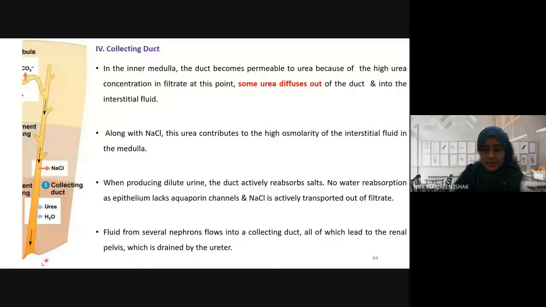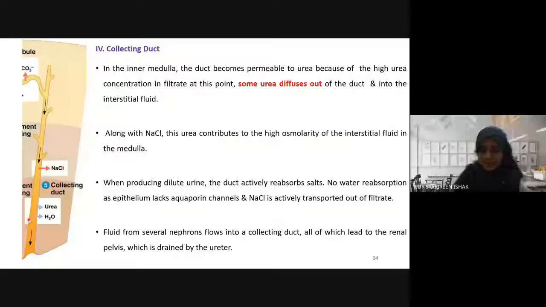So fluid from several nephrons, nampak? Several nephrons kat sini flows into collecting ducts, all of which lead to the renal pelvis, which is drained by the ureter. Maksudnya daripada ureter dia akan pergi kumpul kat dalam urinary bladder. Okay. So this is the whole diagram lah.